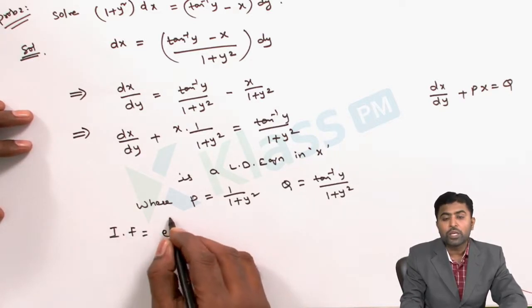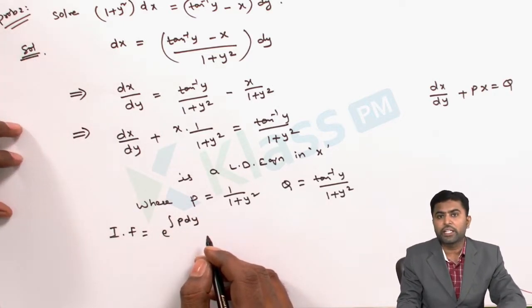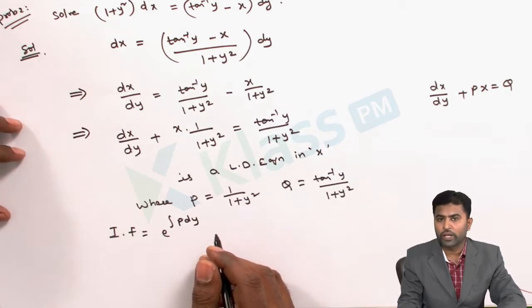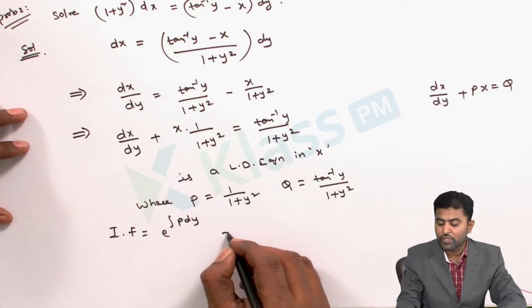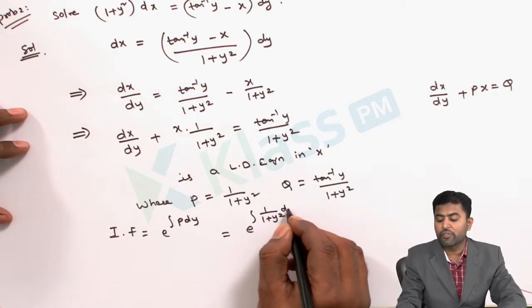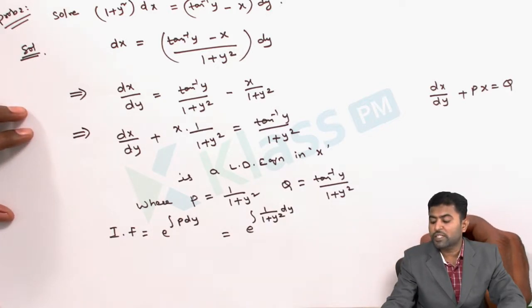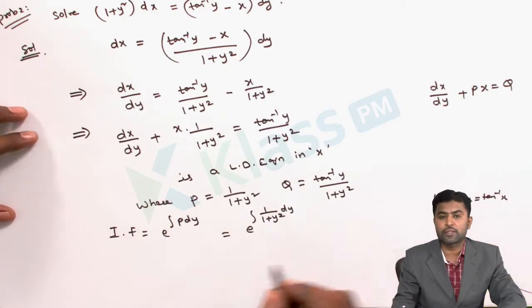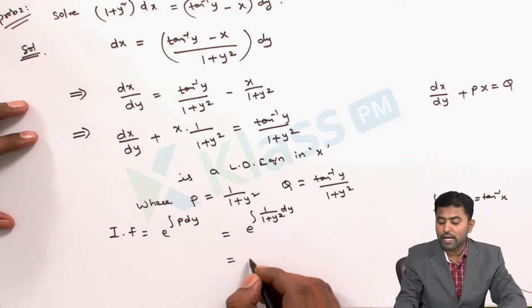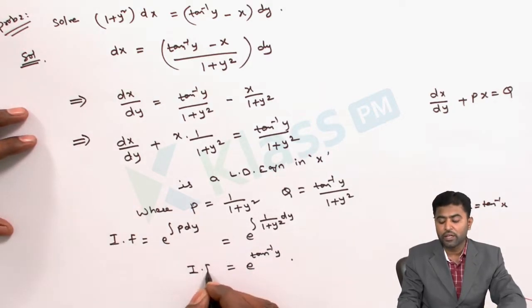So to find the general solution, first we need the integrating factor, and it is given by integrating factor = e^(∫P dy). As x is depending on y, the integrating factor will be in terms of integrating with respect to y. So e^(∫P dy) = e^(∫1/(1 + y²) dy). And we know that the integration of 1/(1 + x²) dx is nothing but tan inverse x. So therefore, I get e^(tan inverse y) as the integrating factor.